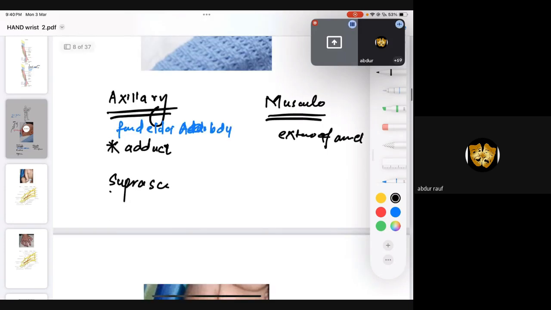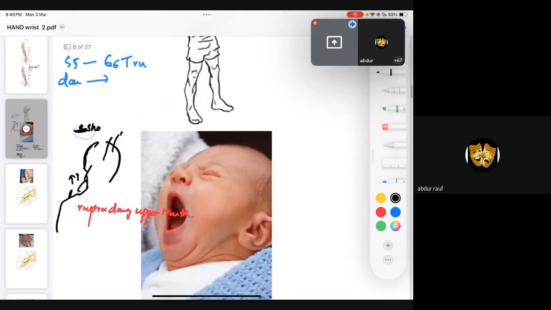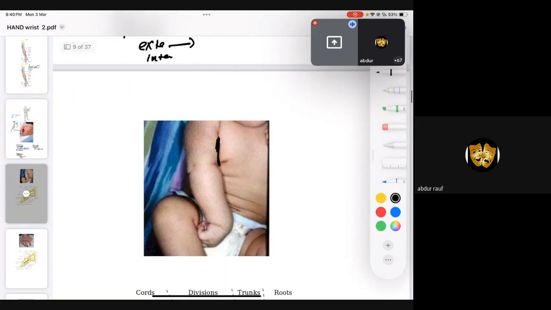If the suprascapular is gone, the suprascapular was supplying your infraspinatus, remember? Which was important for your external rotation. So if the external rotation is gone, the hand would be internally rotated. So you can see a baby with an adducted arm, extended at the elbow and internally rotated. This basically gives us a clear picture of a condition that is known as waiter's tip sign, right?